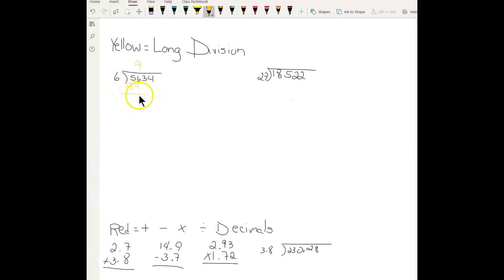Right? We subtract, and that gives us 2. Bring down the 3. 6 goes into 23 3 times, because 4 would be too much. 6 times 4 is 24. That's how I knew it had to be 3. So that's 18.